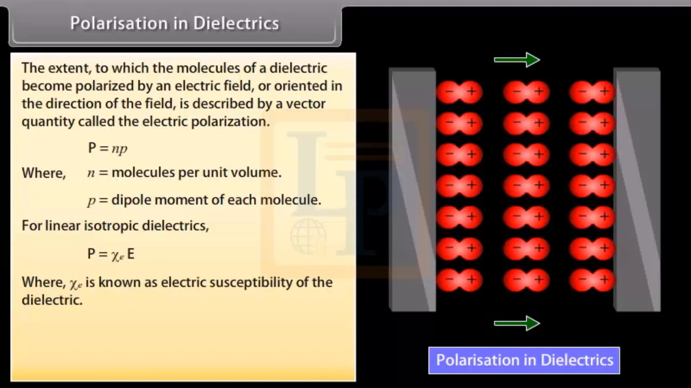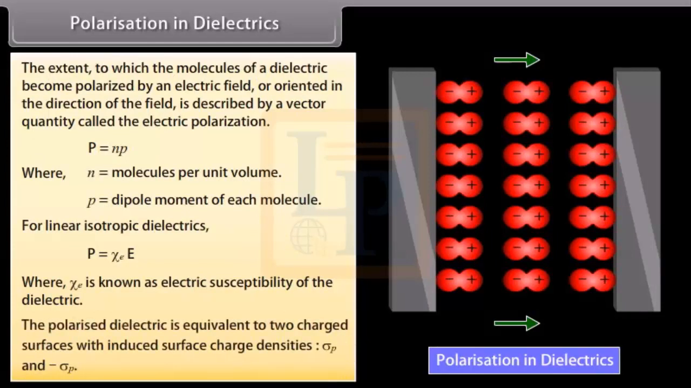of the dielectric. The positive ends of the dipoles remain unneutralized at the right surface and the negative ends at the left surface. The unbalanced charges are the induced charges due to the external field. The polarized dielectric is equivalent to two charged surfaces with induced surface charge densities positive σp and negative σp.